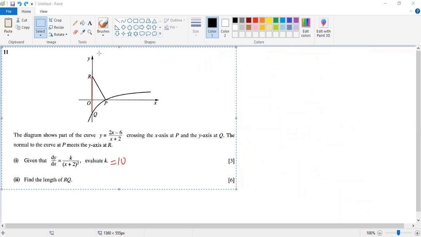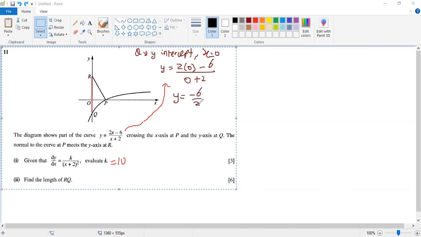Let's try to find the coordinates of Q. Q is the y-intercept, and y-intercept means we put x equal to 0. So when you put x equal to 0, y equals 0 minus 6 over 0 plus 2. So y equals negative 6 over 2, so y equals negative 3.